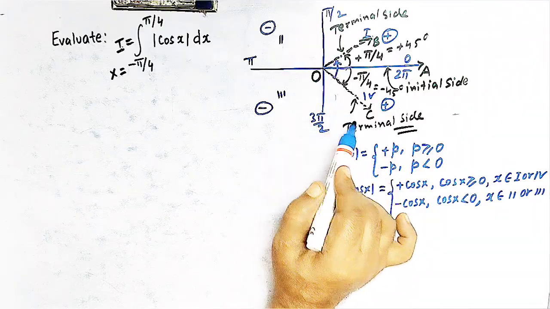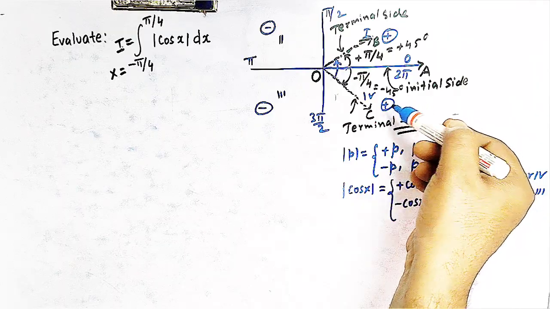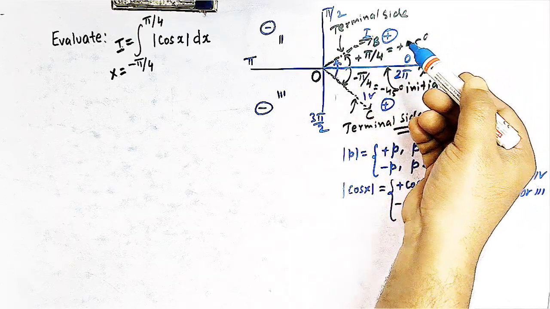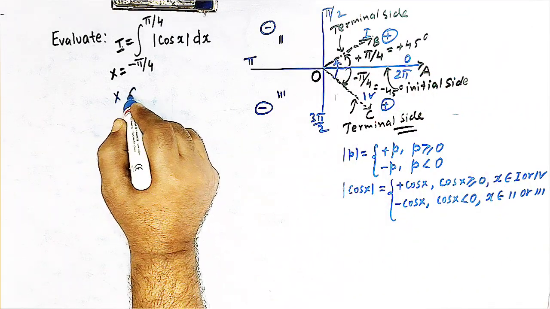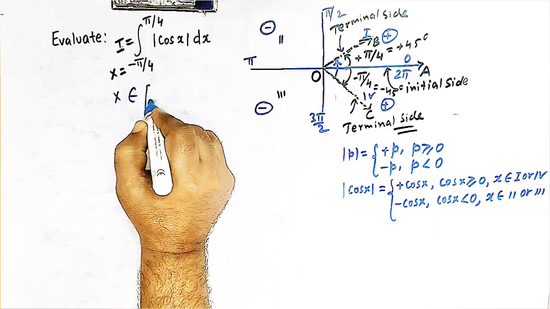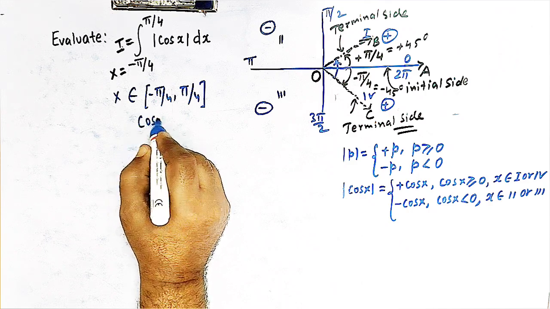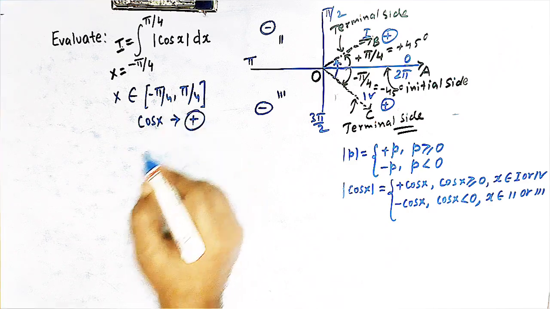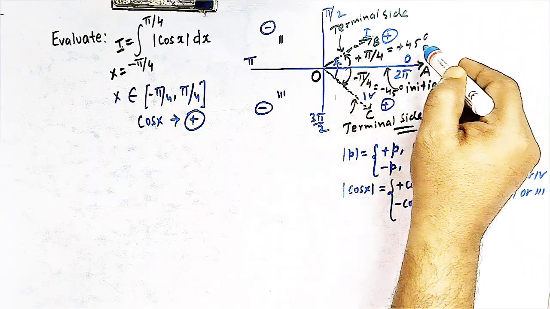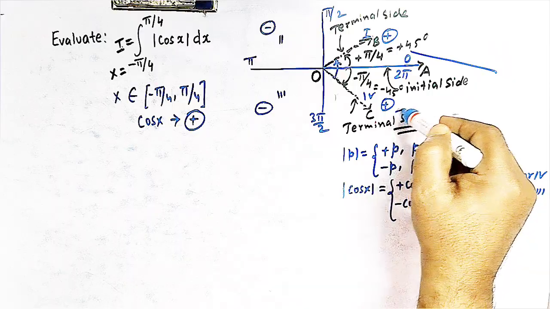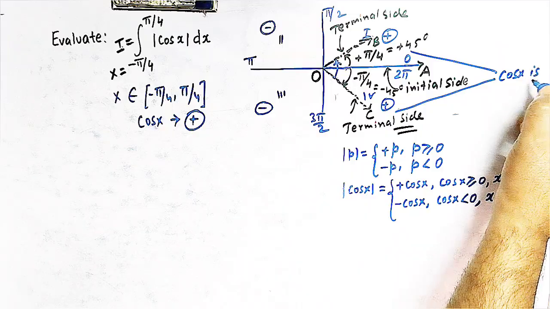That is, we have to go from the fourth quadrant, in which the cosine function is positive, to the first quadrant, where the cosine function is also positive. So it implies that when x belongs to the interval minus pi by 4 to pi by 4, then cosine x is positive, right? That is, when we integrate from minus pi by 4 to positive pi by 4, then in both the quadrants cosine x is positive, right?